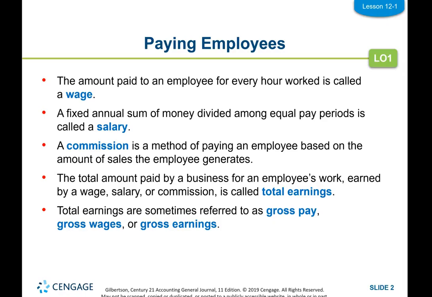The total amount paid by a business for an employee's work is called the total earnings. That would include an hourly wage or a salary and/or a commission. Those total earnings are sometimes referred to as gross pay, gross wages, or gross earnings. So again, total and gross you could use interchangeably. They're synonyms.